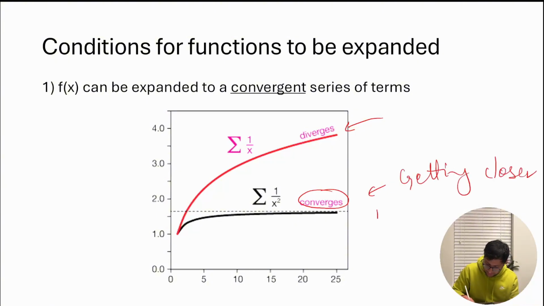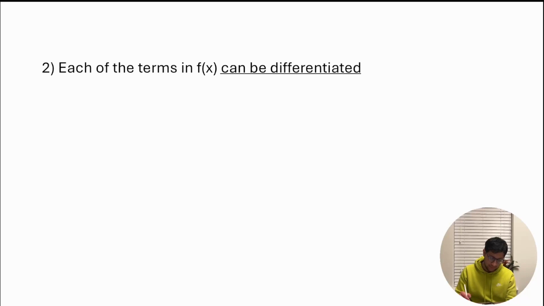In this case, this finite value is probably like 1.6 something. I'm not too sure exactly what it is, but it's converging to that value. So hypothetically, or not hypothetically, actually, you could find the Maclaurin series expansion for this function.